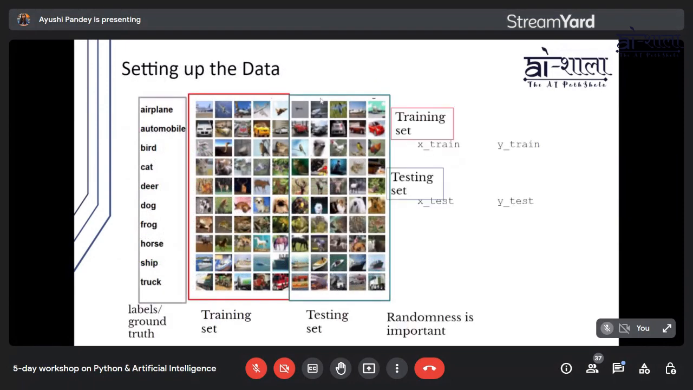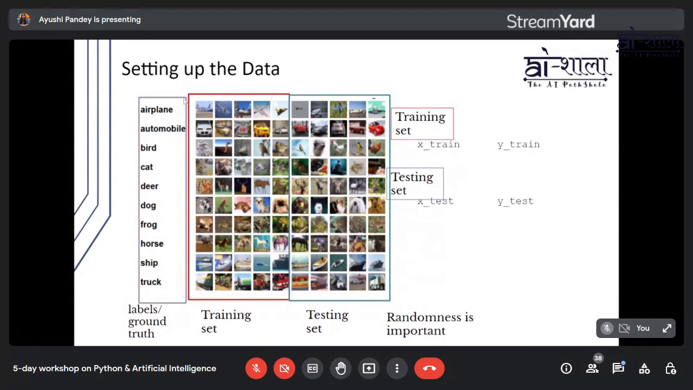So this is a data set. This data set is already labeled and classified. We have 10 classes here. There are two types of classification: one is binary classification and the second is multi-class classification. So this is a multi-class classification. In binary classification, we have only two classes.